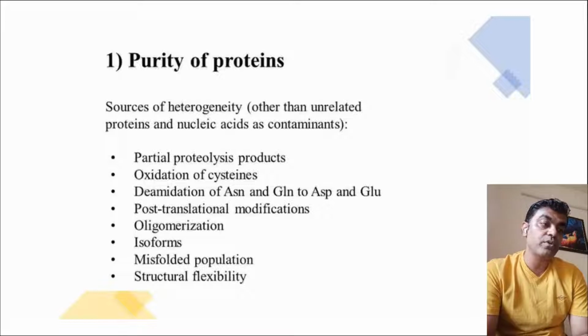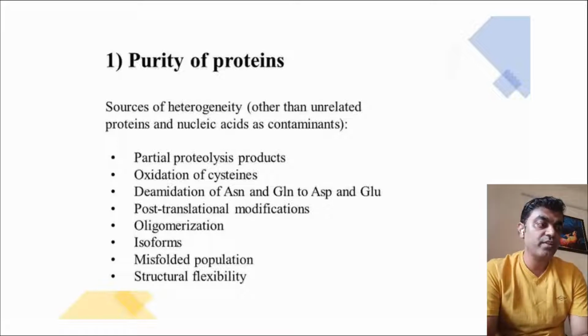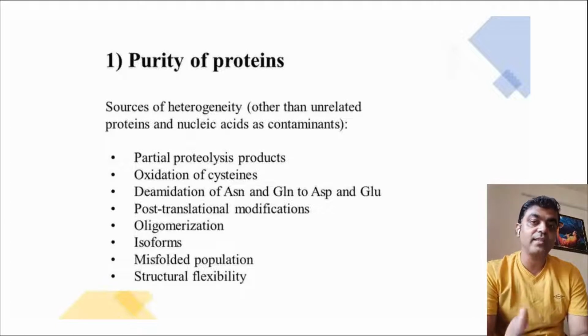There may be some post-translational modifications, so during the process of translation and after that there may be some modifications, so that also has to be taken care of, so that it doesn't affect the purity. Oligomerizations may happen, so if your protein has a tendency of having multiple chains, then the oligomerization process may start, and the purity of the protein may not be there, so you do not actually get that structure. Your protein may also have a tendency to form isoforms. It can be misfolded populations, and structural flexibility.